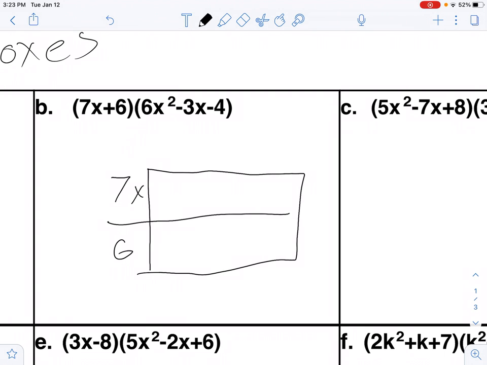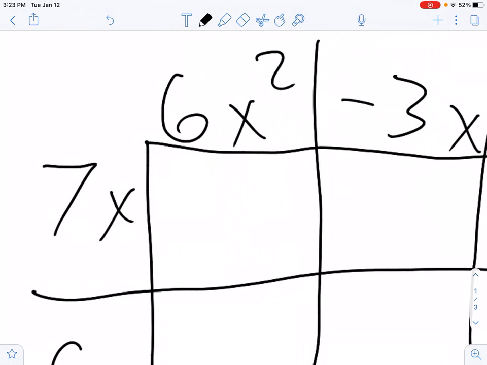I'm going to have three terms on top: 6x squared, a negative 3x, and a negative 4. Notice how many boxes it made. Okay, so now I'm just doing one piece at a time.